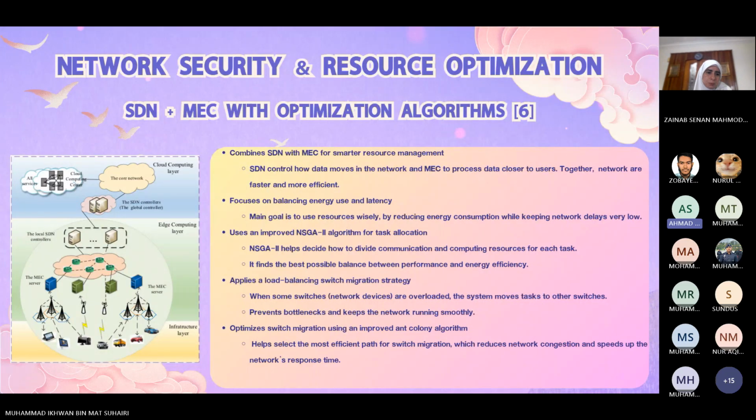The first one is combining SDN and MEC for smarter resource management, where SDN controls how data moves in the network, and MEC processes data closer to the user. Together, the network is faster and more efficient. The second point focuses on energy and efficiency, because this is to use resources efficiently by reducing energy consumption while keeping network performance.